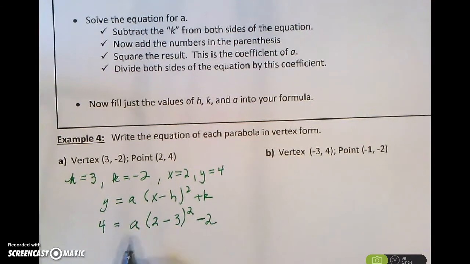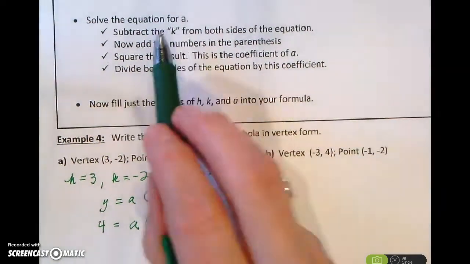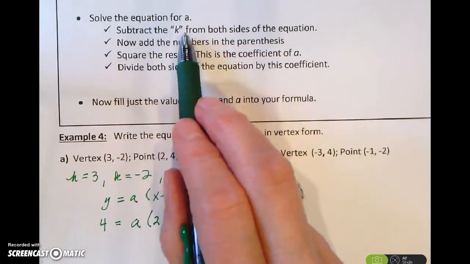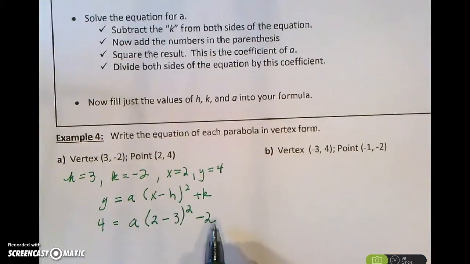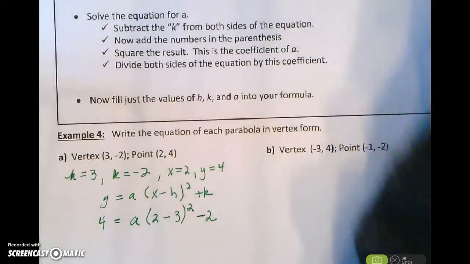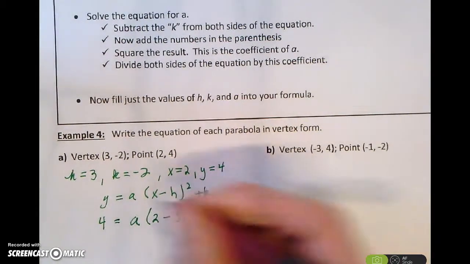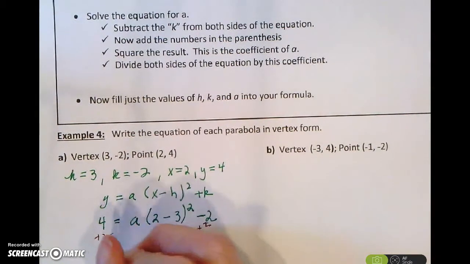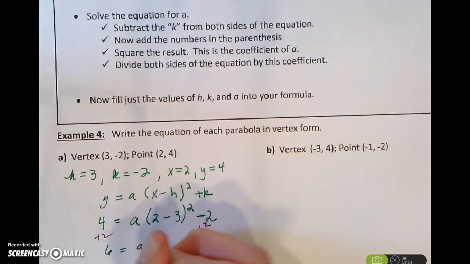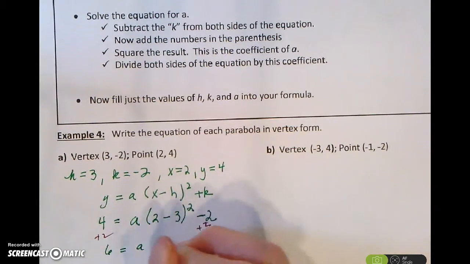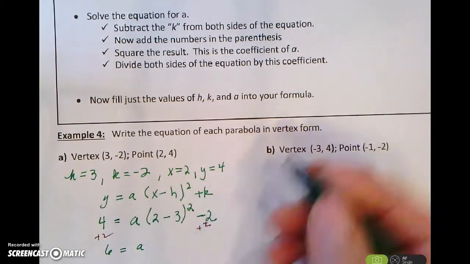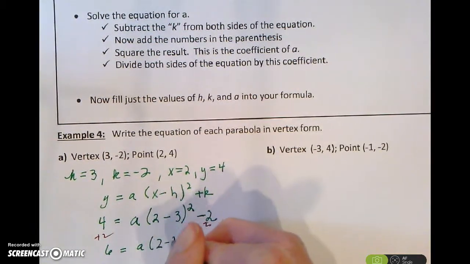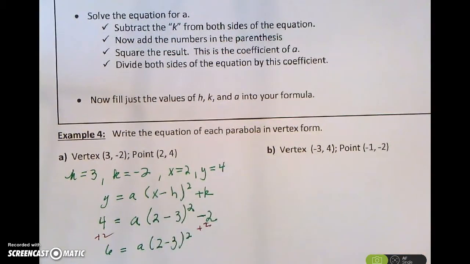So I'm going to fit these in. Now what I'm going to do is solve for a, and that's a little trickier than you think. So here are our steps. We're going to subtract the k from both sides of the equation. So I'm going to move my 2 over. So I'm going to do a plus 2 on both sides. So that's going to give me that 6 is equal to a times (2 minus 3) squared. You can probably do this in the same step, but I'll write that there.